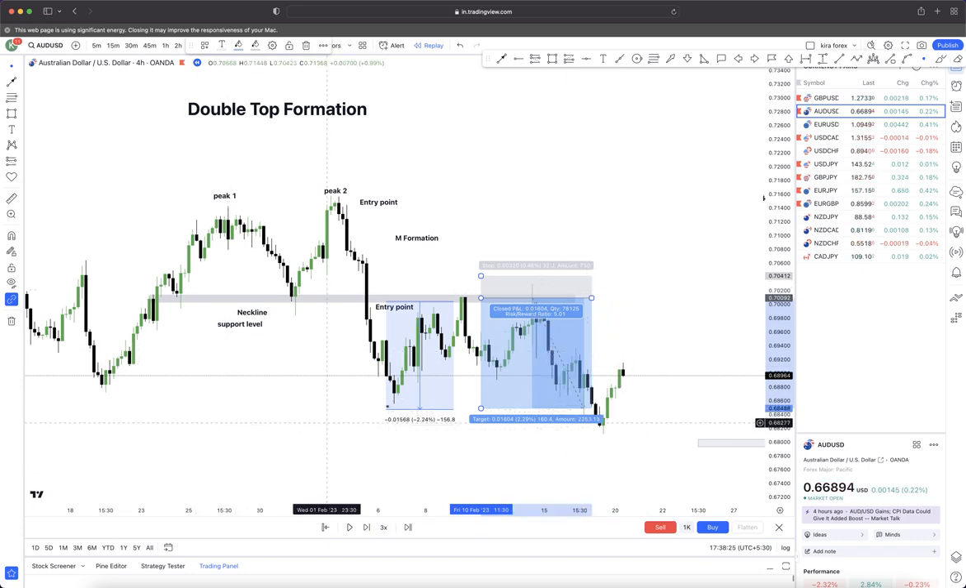That is why I'm saying that you can measure from the second pick to the neckline and take your take profit with that same measurement, because you can see that immediately price got to or triggered our take profit, there is a reversal. So that is that for the double top formation. Now let's move to the double bottom formation.